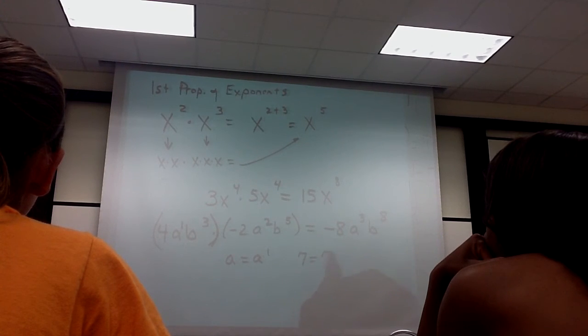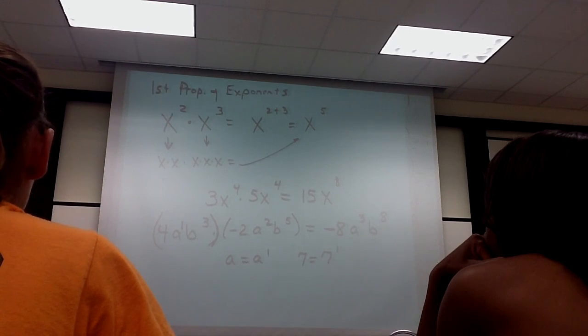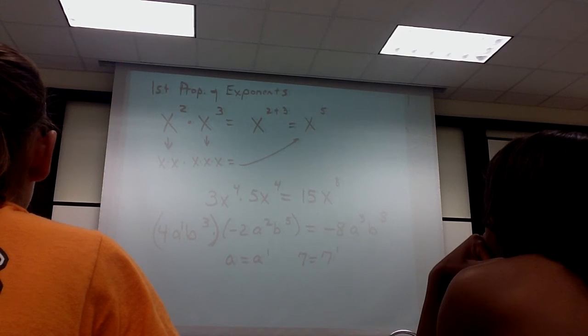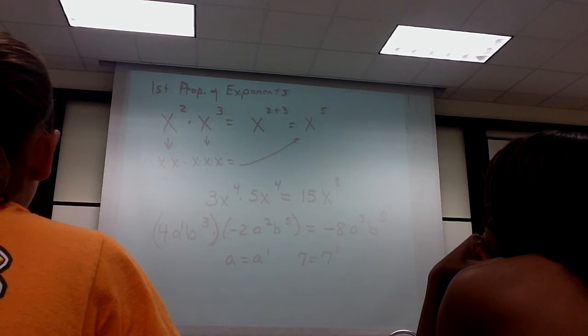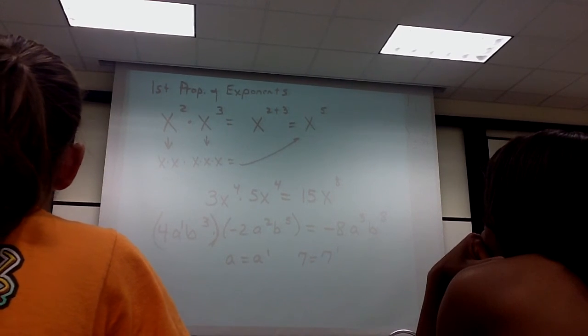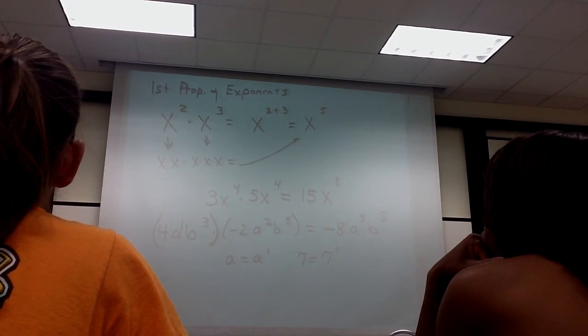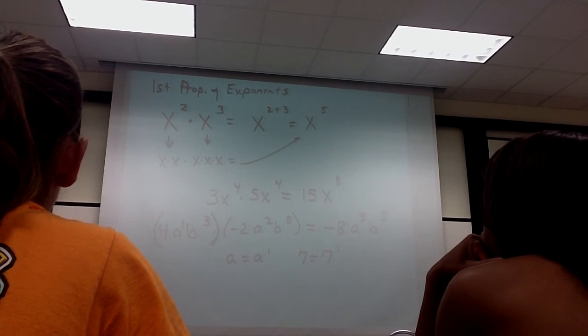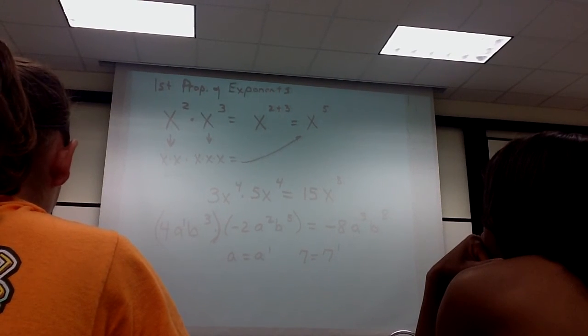7 is the same as 7 to the 1st. Okay, keep that in mind. We're going to be seeing that again a little later. Anything is the same as to the first power. All right? First property of exponents. Hey, there is likewise a second property of exponents.